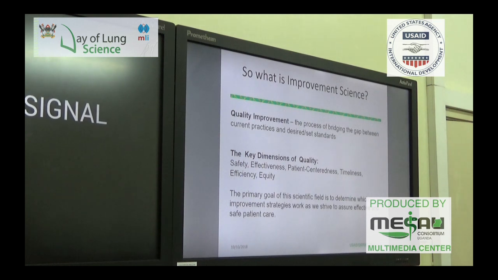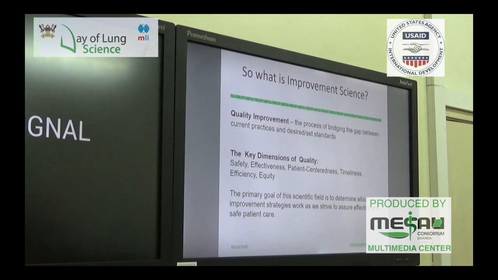And of course there are dimensions of quality. So when we talk about quality healthcare, we're looking at patient safety, effectiveness of our interventions or the healthcare that we provide, that it is patient-centered, it is timely, it's efficient, and it's equitable, that everybody will receive the same service no matter who they are or where they come from. The same quality of service will be provided, okay?